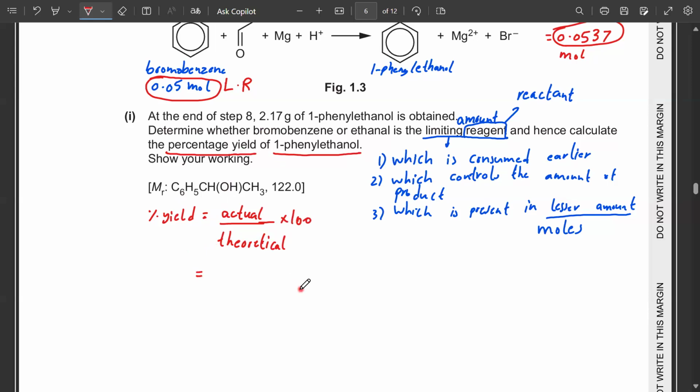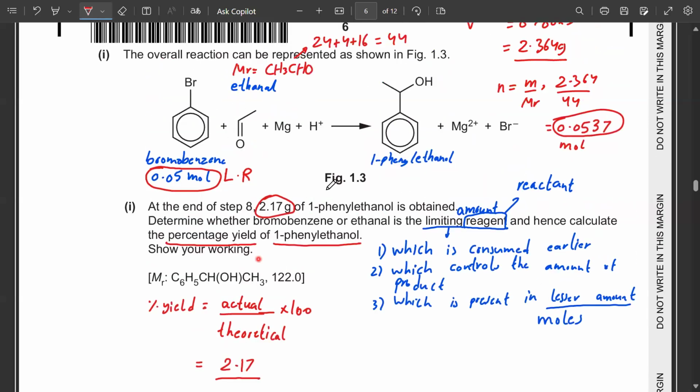Now, where is the actual value, where is the theoretical value? The actual value is probably given to us. Yes, it is given, because they said in this part at the end of step A, 2.17 gram of 1-phenyl ethanol is obtained. This is the actual. Actual means the experimental value. So it is 2.17. Now, what about the theoretical? We have to use density and volume to find that, or wait, we don't have the volume.